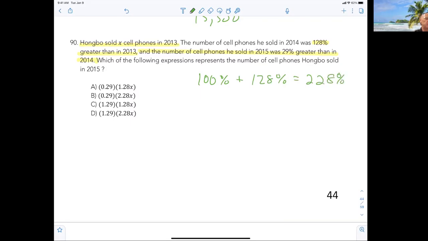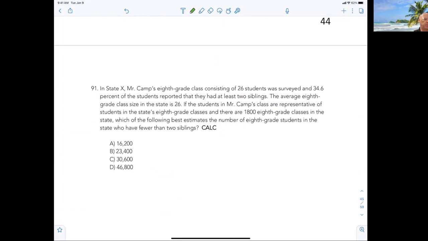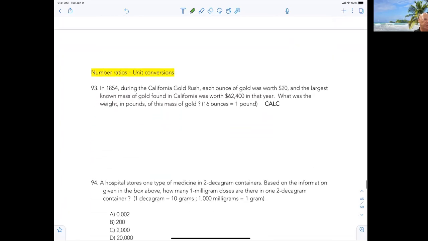So I knew it had to be either B or D, and then it was 29% greater, so it was 1.29. I don't think that was too bad, but a lot of kids made a mistake and put C down. Is everybody okay with that now? Again, I'm just trying to show you details. Let me go through a couple more because I feel like the percentages are not too bad.